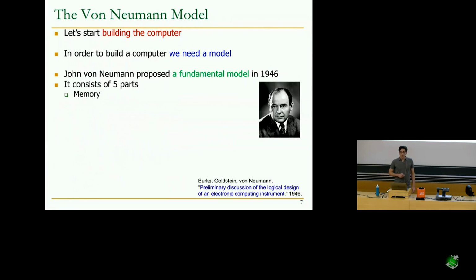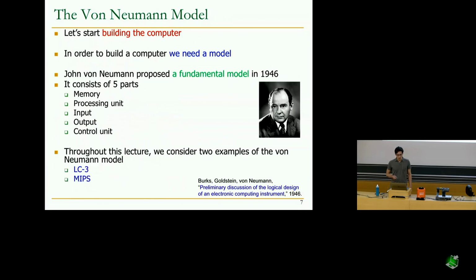5 parts. The memory, where we're going to store data and programs. The processing unit, where we are going to execute in an effective way these programs. The input, because we need to somehow feed the computer with information that is going to be processed, and the output, because the computer will return some results. So input and output are the way that we use to interface with computers, to communicate with them. And finally, we will need a control unit, because same as we have a brain, we need to have something in the computer that makes the decisions.